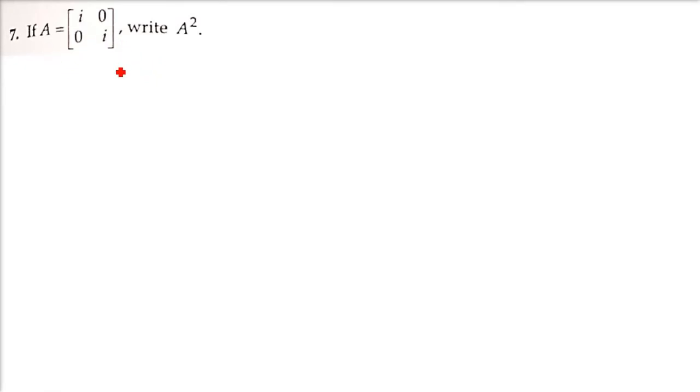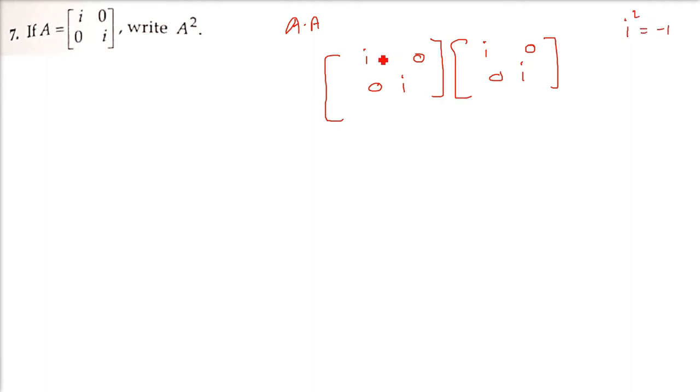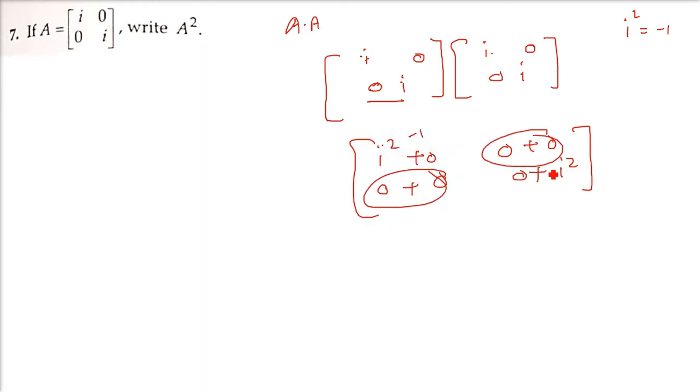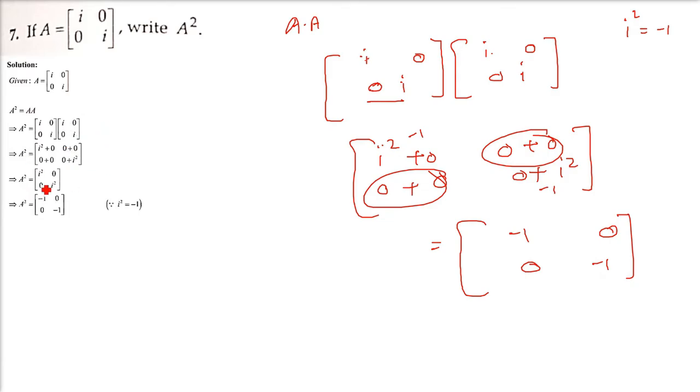If A is this, write A square. A square is nothing but A dot A. Okay. Now, let me write i, 0, 0, i. Now, i here corresponds to complex numbers, so there i square is equal to -1. So i into i is i square plus 0 plus 0. i into 0 is 0. 0 into i is 0. So this will be 0 plus 0. Then we have 0 into i as 0 and i into 0 is 0. 0 plus 0. Now 0 into 0 is 0. i into i is i squared. So what do you see here? This is 0. This one is 0. This is i square, which is -1. This is also -1. So just replace it. -1, 0, 0, -1. This is your A square. This is for your reference.